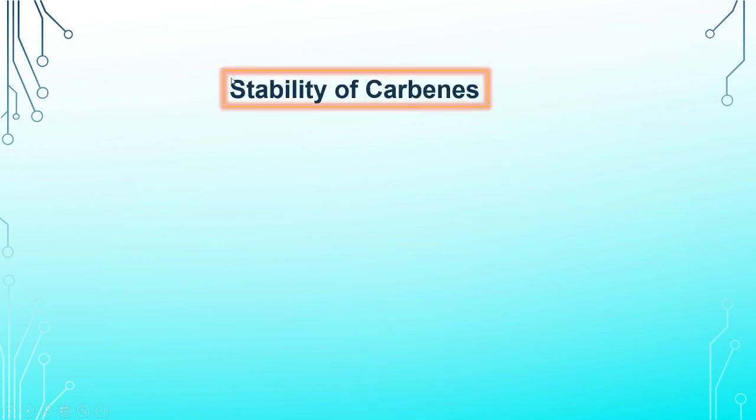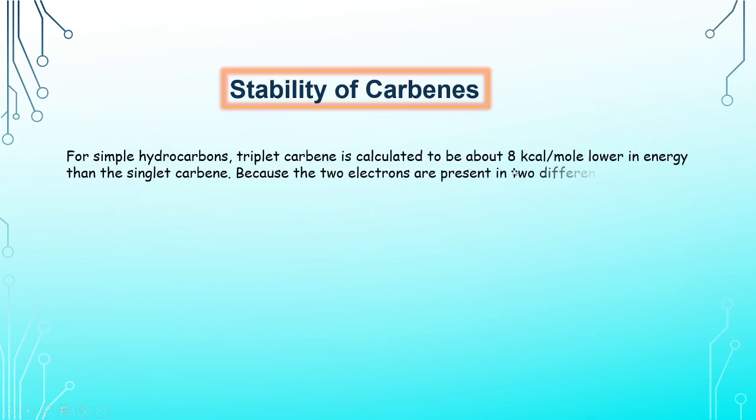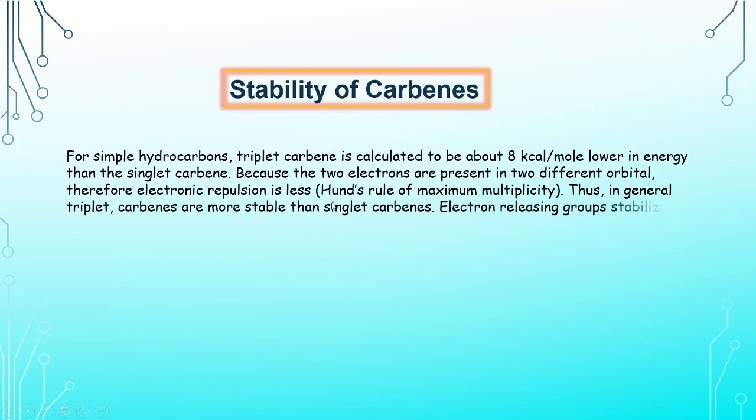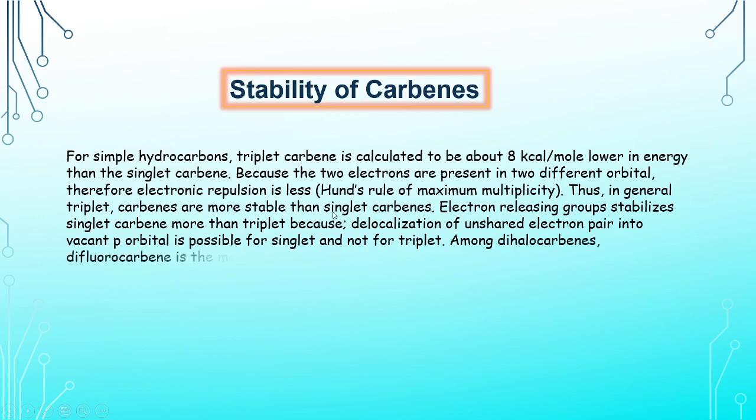Now see the stability of carbenes. For simple hydrocarbons, the triplet carbene is calculated to be about 8 kilocalories per mole lower in energy than the singlet carbene because the two electrons are present in two different orbitals. Therefore, the electronic repulsion is less. Thus, in general, the triplet carbenes are more stable than the singlet carbenes.